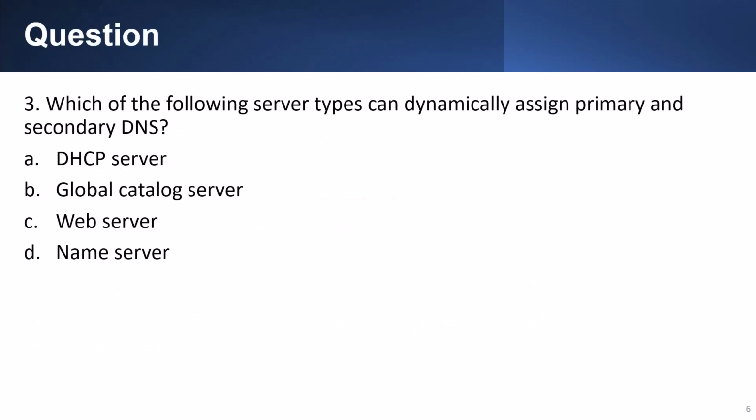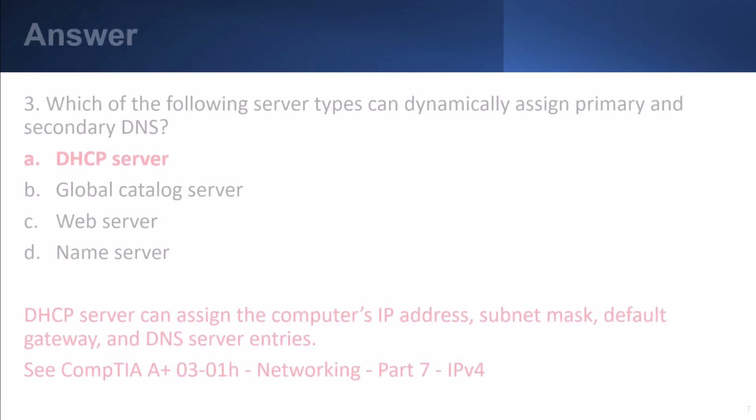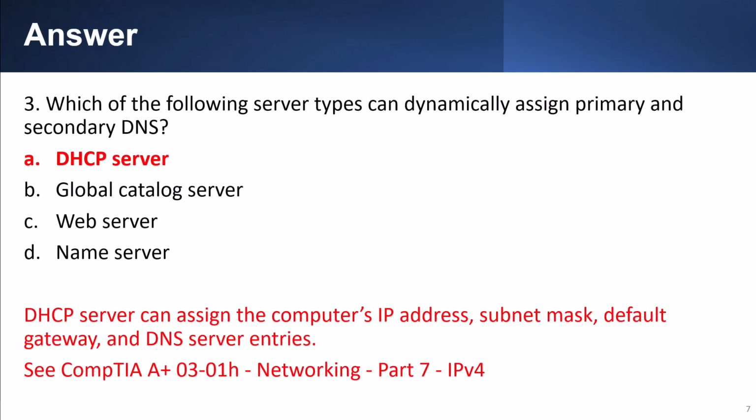Question 3. Which of the following server types can dynamically assign primary and secondary DNS? Answer: DHCP server. DHCP server can assign the computer's IP address, subnet mask, default gateway, and DNS server entries.